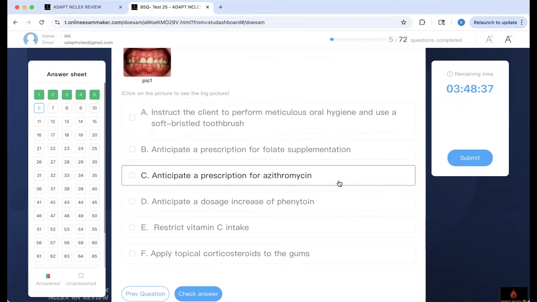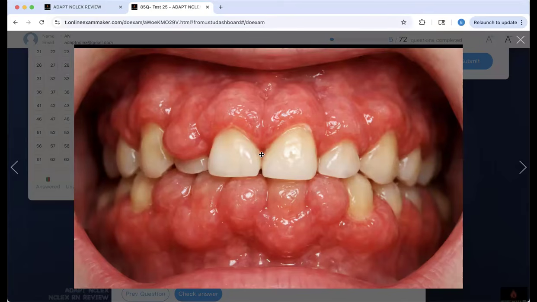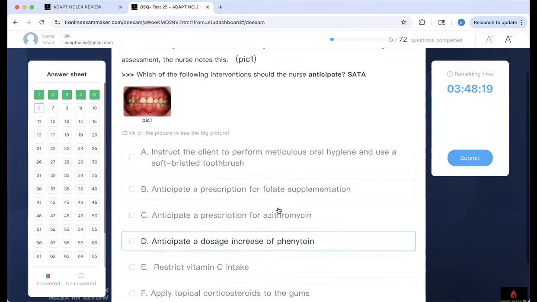Restrict vitamin C intake. Apply topical corticosteroid to the gum. Pharmacology, phenytoin. This is what you see. Is that okay? What do you think? Somebody is taking phenytoin and you see this. What do you want to do? What do you think? Make a diagnosis and see what you want to do.